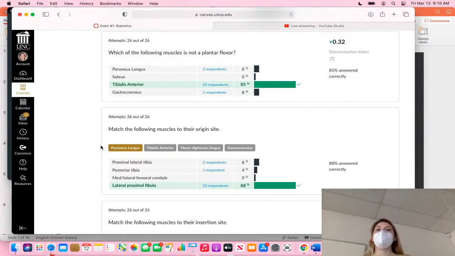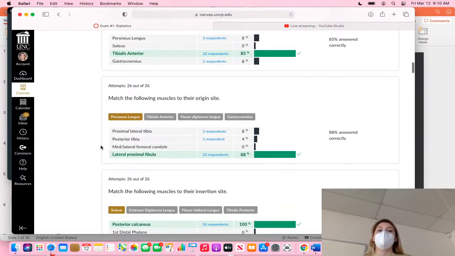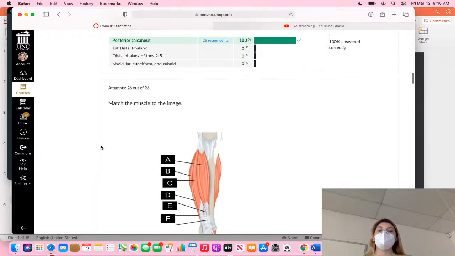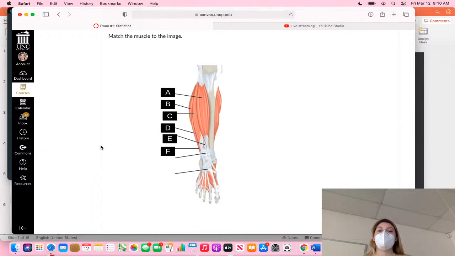These ones, some people just got them wrong. Most of you guys got them right. Same with these ones. I know some people had a hard time, their images wouldn't load.